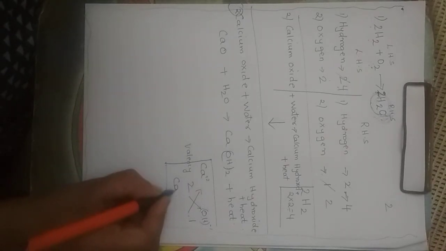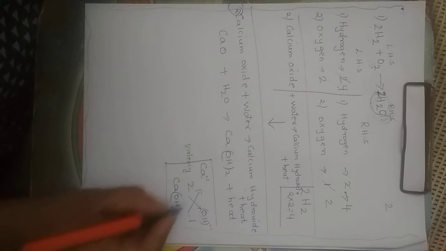Now how to write? CaOH, and this one gets 2. This is how we get calcium hydroxide. Now don't ask me how we got this. Please see that you practice. Now what do we do now?